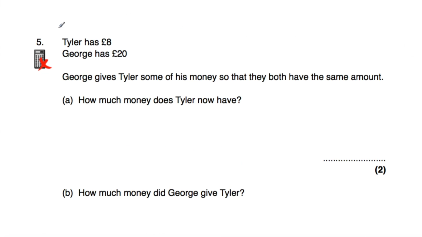Question number 5 says, Tyler has got £8 and George has got £20. George gives Tyler some of his money so that they both have the same amount of money. Question A says, how much money does Tyler have now? Well, if they have the same amount of money, that means they have shared the money equally, so they will both have whatever the midpoint is of £8 and £20. So £8 plus £20 is equal to £28. That's how much money they have altogether. And then if they share it equally, we divide by 2, that's equal to £14. So they both have £14, which means that Tyler has £14.